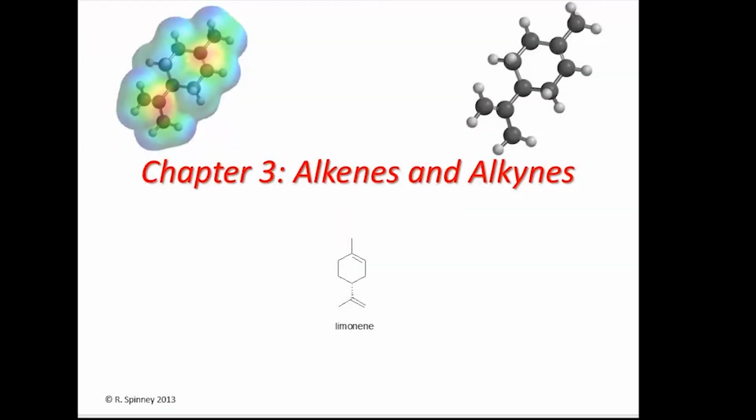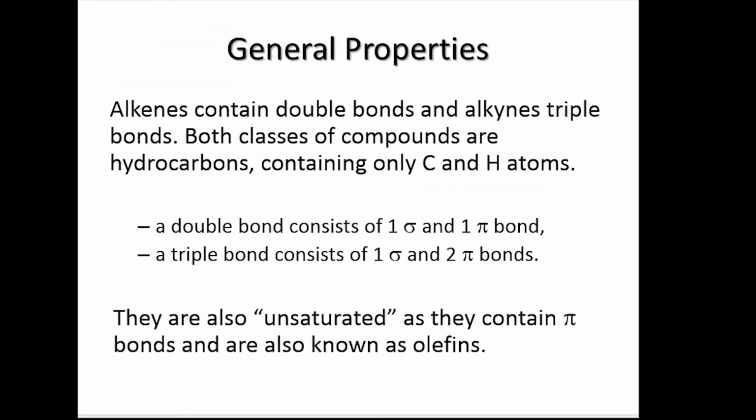Chapter 3, Alkenes and Alkynes. We'll begin with some general properties of alkenes and alkynes. Alkynes contain a triple bond, and alkenes contain a double bond. Now, both compounds are hydrocarbons containing only carbon and hydrogen atoms.